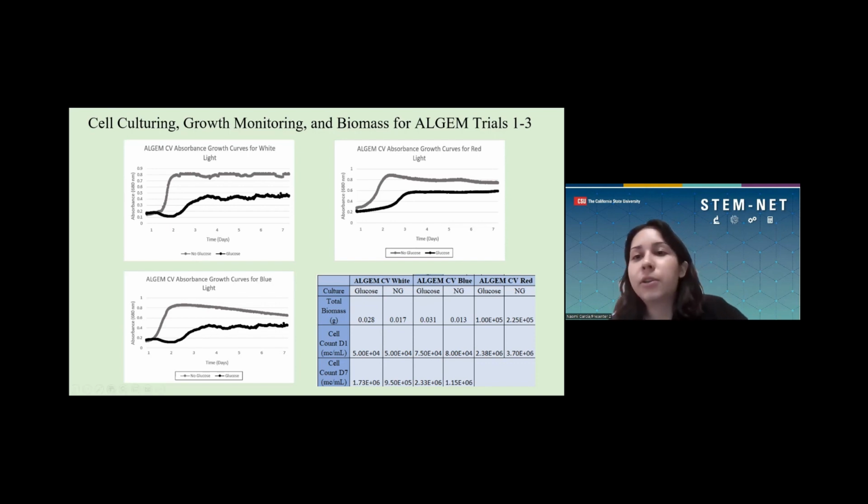growth curves. So for red lighting, however, we see that the 2 growth curves are extremely close together and much higher in absorbance in comparison to the other ones. And for this specific lighting condition, even the no glucose culture retained a higher total biomass and higher cell count. So this is a very interesting trend to note.